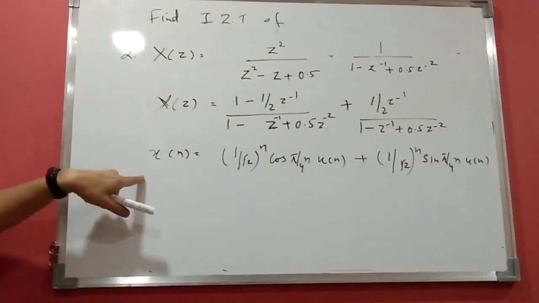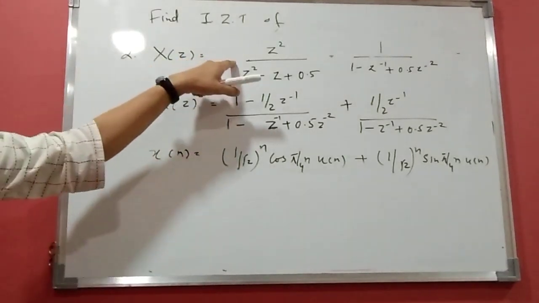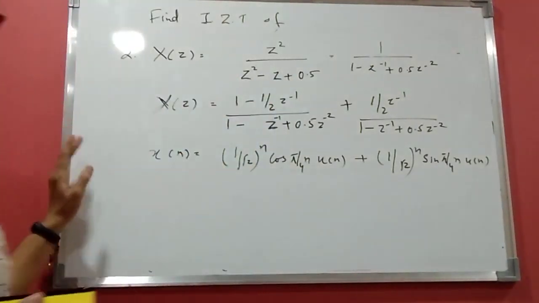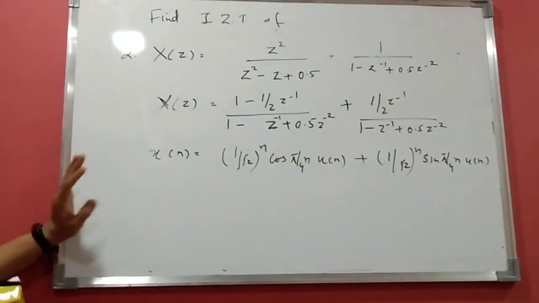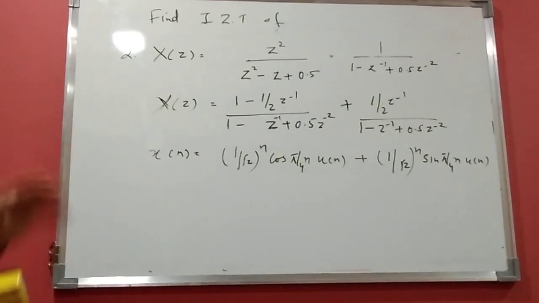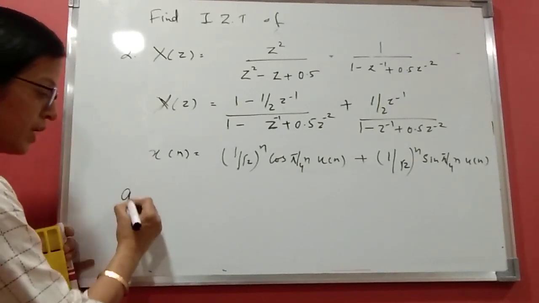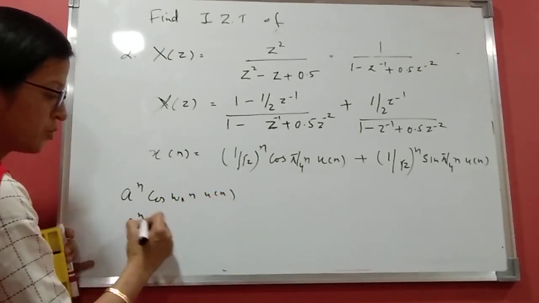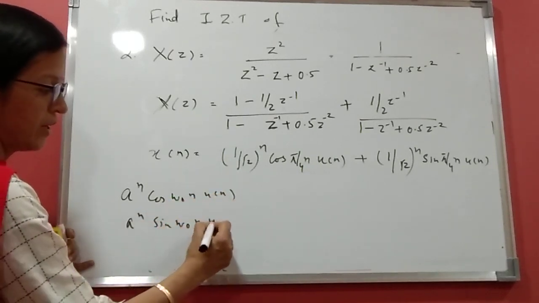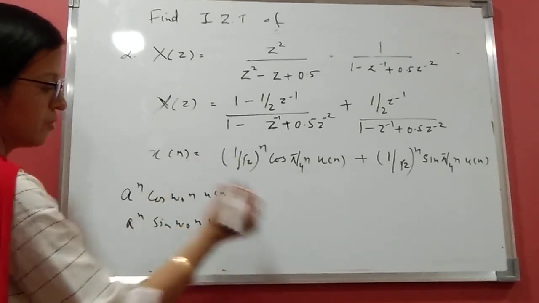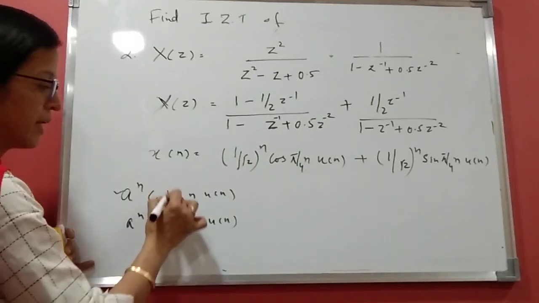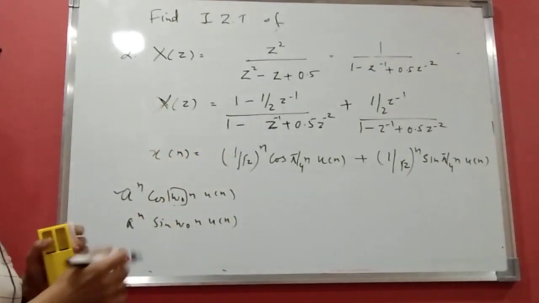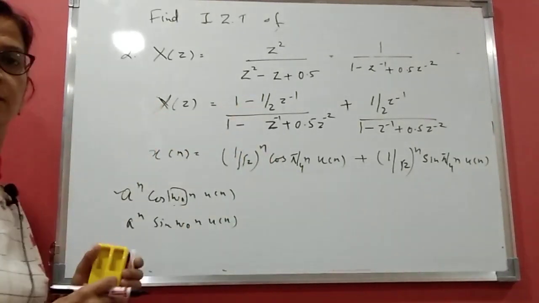So this is the inverse Z transform of this X of z. Again, I will share the steps. First, you have to find the roots of the denominator. If the roots are imaginary, don't find the factors. Compare it with the Z transform of a raised to n cos omega naught n u n or a raised to n sin omega naught n u n. When we know the Z transform, we can find the value of A and the value of omega naught. As we know the value of A and omega naught, we can find its inverse Z transform.